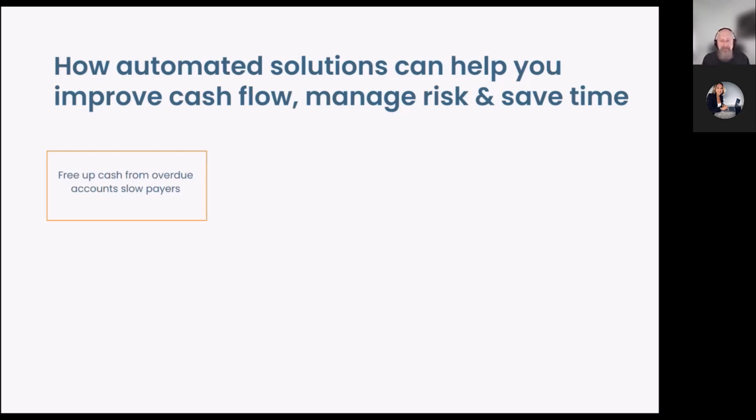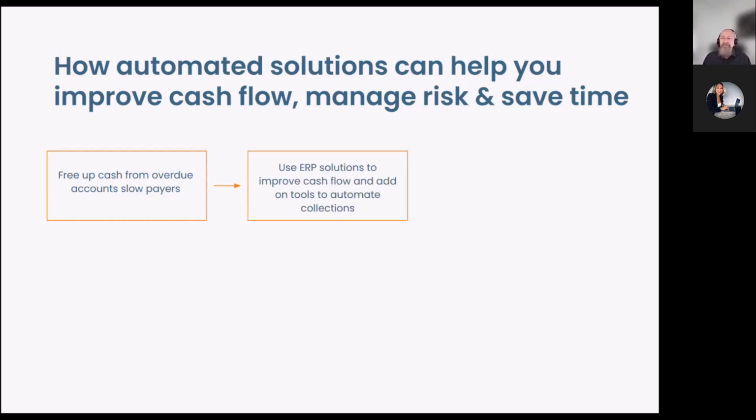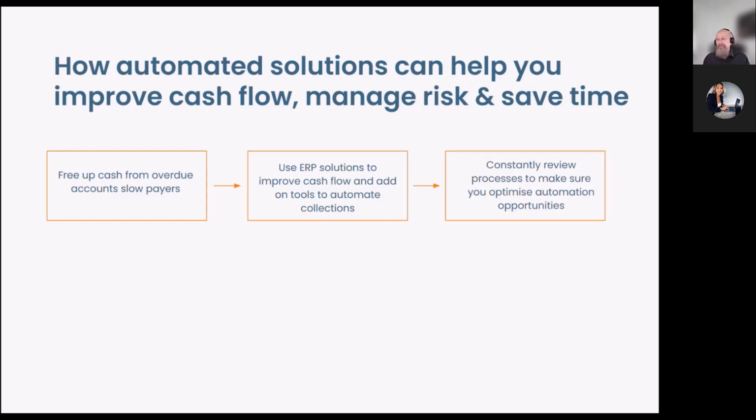Right. Automated systems free up cash from overdue accounts. They free up slow payers. You'd be surprised the number of people that don't chase anybody under $1,000, and yet they'll have 60 or 70 or 80 of their customers all with $500 balances and $800 balances, and there's 50 or 60,000 just sitting there, but no one's got the time to chase them. So we use Acumatica to improve cash flow, and we add on ezyCollect to automate the whole collection process.